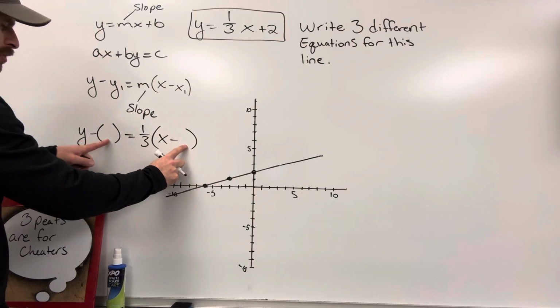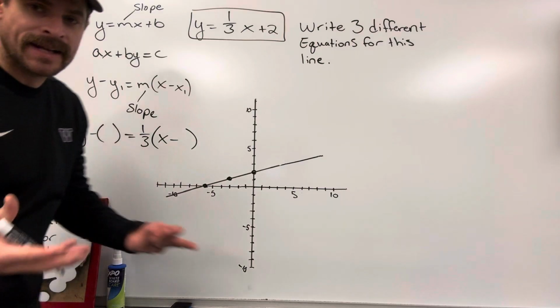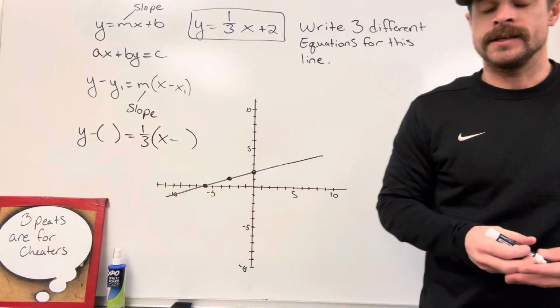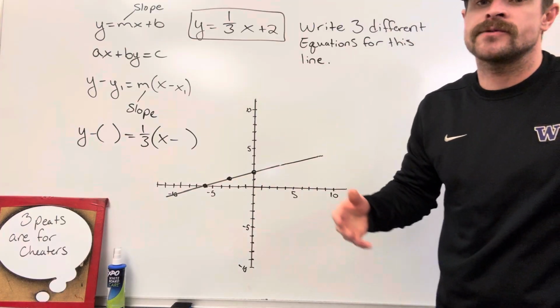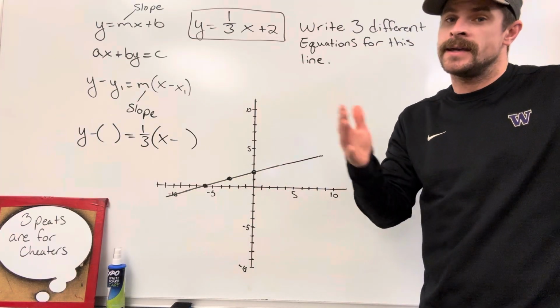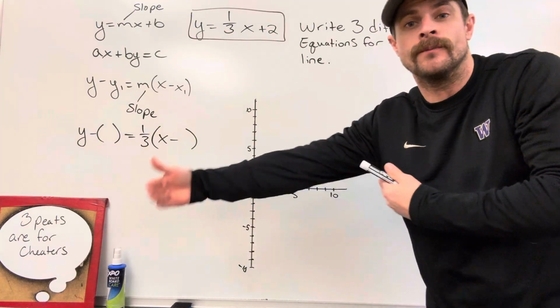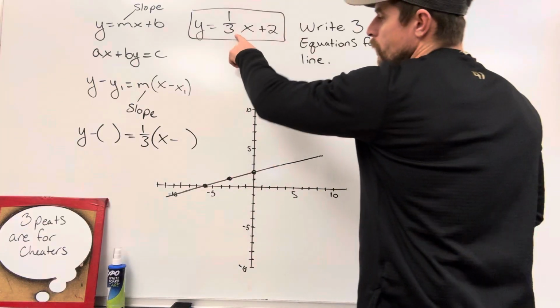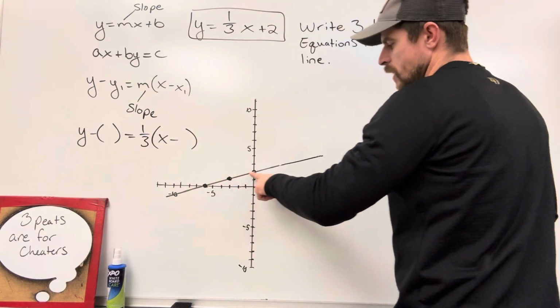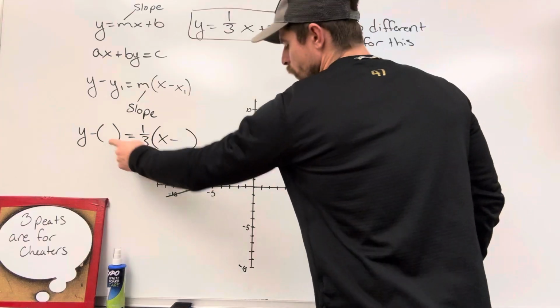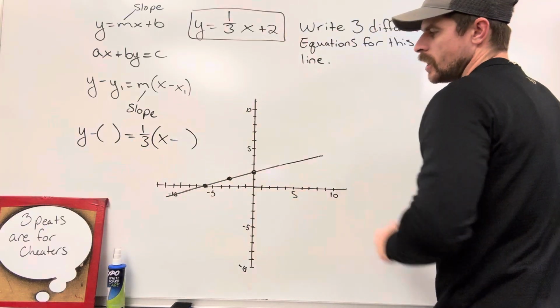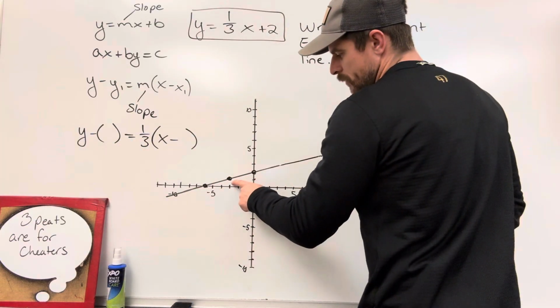I left those 2 spaces empty because I've got information I need to plug into there. The information I'm going to be using comes from a point, hence the name point slope form. We already know the slope, rise 1, run 3. But now, is there a point that we could use on this line? I would use that point right there.